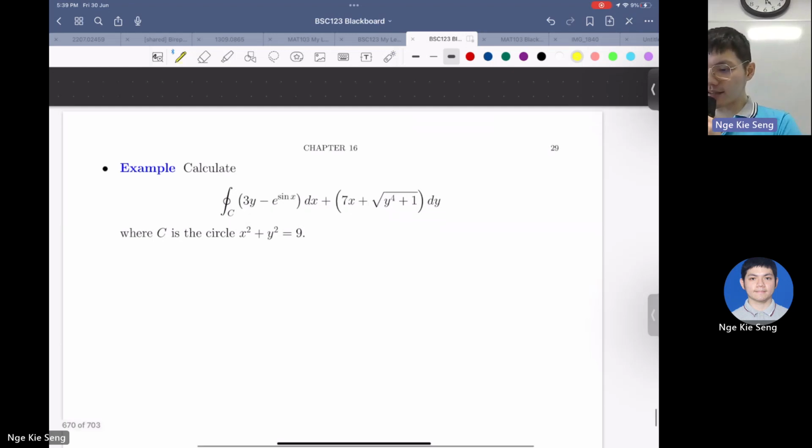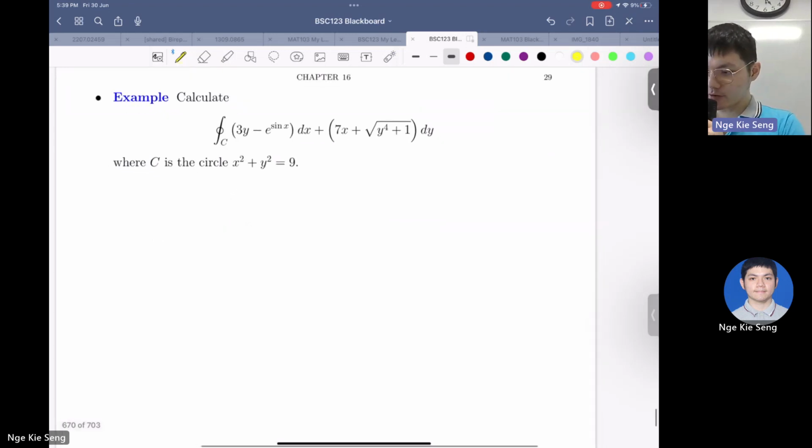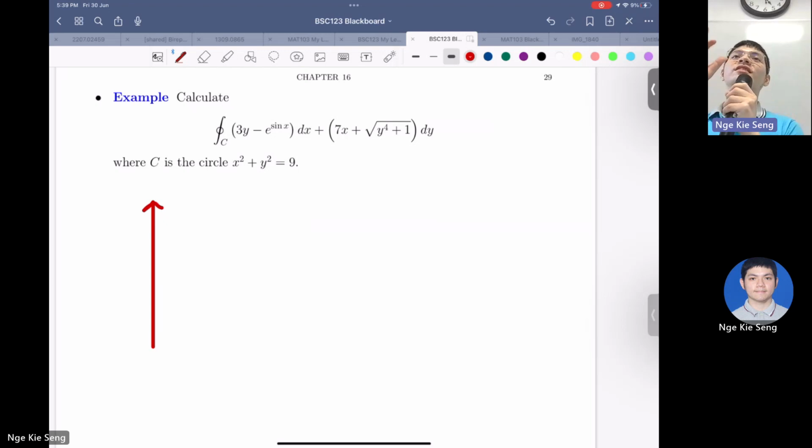Okay, maybe let's do this example quick. Use both. Let's use Green's theorem first. Okay, use Green's first. So to use Green's, right?